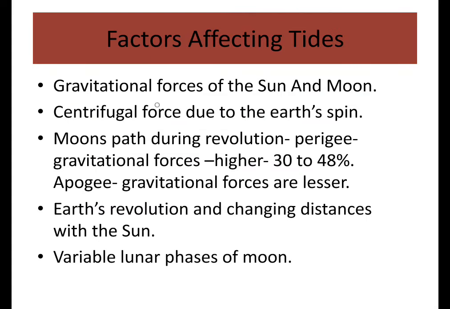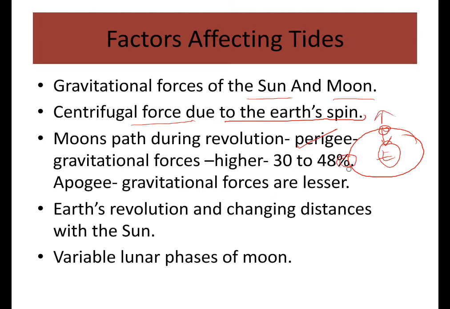Factors affecting tides are the gravitational forces of the sun and moon, the centrifugal force of the earth due to its spin and its revolution, the barycenter of the earth, and the moon's path during revolution, which is perigee and apogee. Suppose this is the earth and the moon is revolving around the earth like this. Suppose this position is the perigee, the nearest position towards the earth, so here the gravitational force will be much more, whereas this is the furthest position, which is apogee, so here the gravitational force is much less.